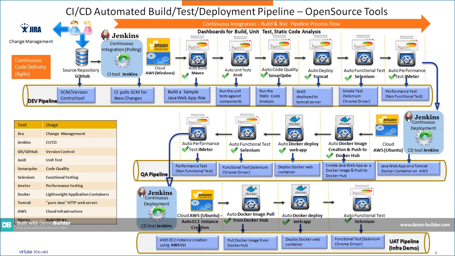About the tools being used, as you can see, we have used widely used industrial standard tools like JIRA for change management, GitHub, which is the version control tool, Jenkins, a continuous integration tool hosted on cloud, Maven is the build tool being used, JUnit for unit testing, SonarQube for static code analysis, Selenium for functional testing, JMeter for the performance testing, Docker, which is the lightweight application container, Tomcat, which is the application server being used, AWS is the cloud infrastructure.